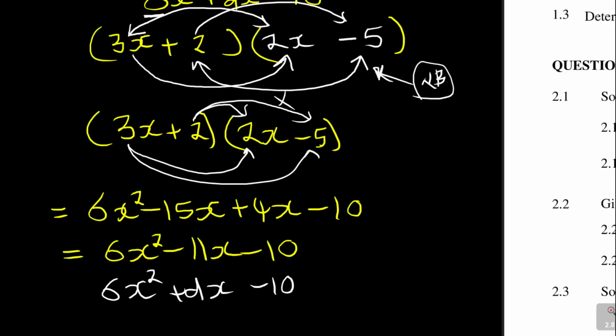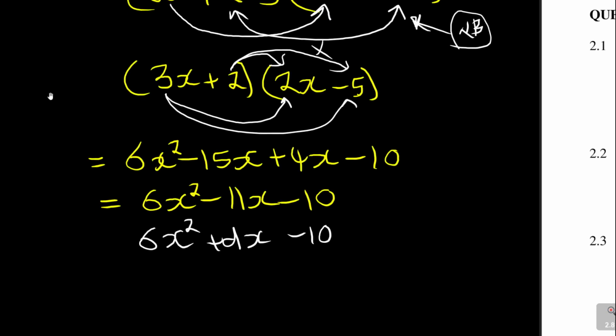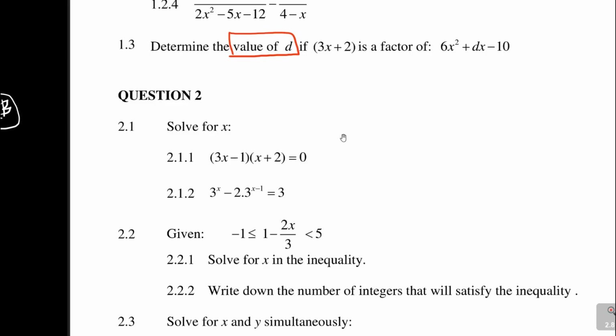So what is d? Because the question is determine the value of d. So what's the value of d? Compare, guys, compare. You can see here 6 is 6, x squared is x squared, minus 11 is d, x is x. Therefore, d is equal to negative 11. You get that answer? 3 marks.